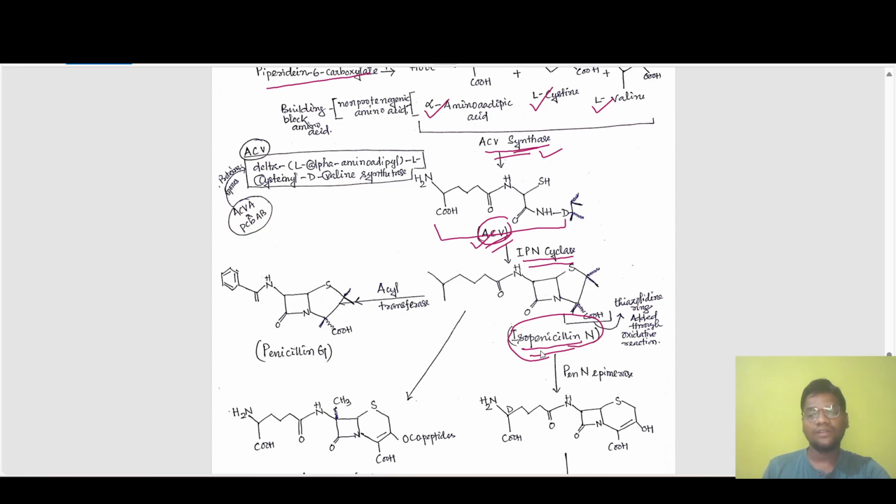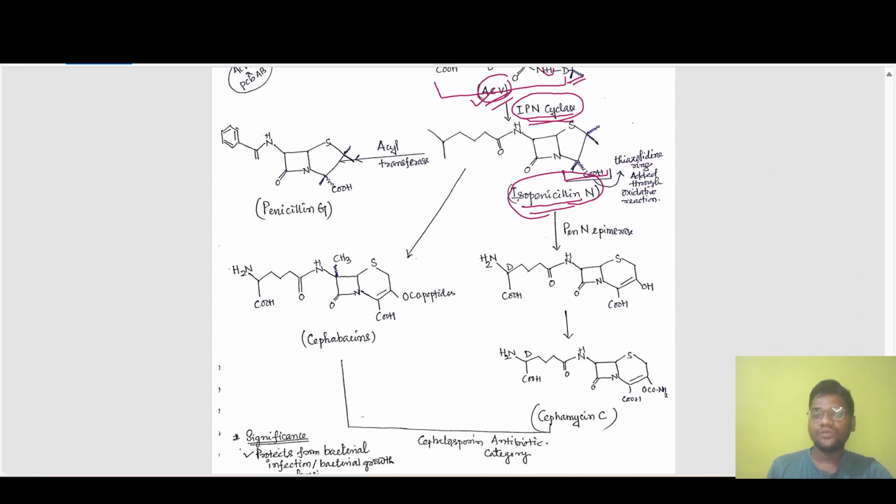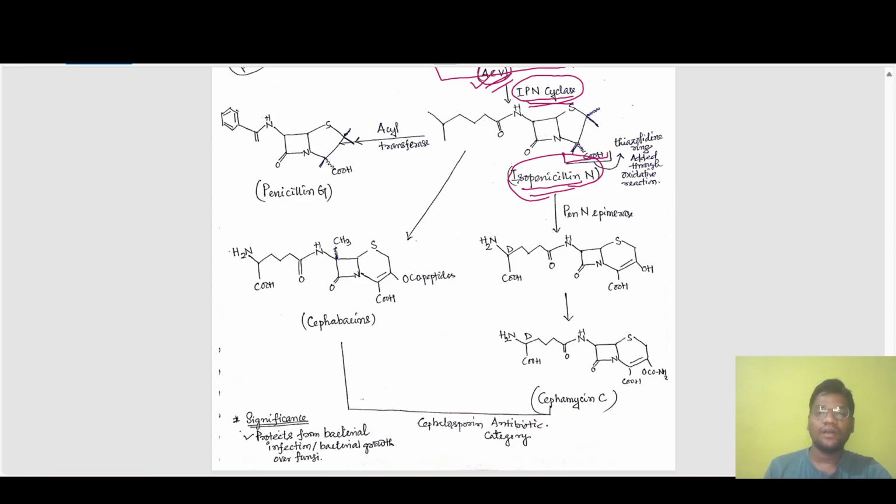Now you can see in the isopenicillin N compound, there is also a ring, the thiazolidine ring. So this IPN cyclase aids in forming this thiazolidine ring by replacing the hydrogen here, you can see, and also this D part here. That is how IPN cyclase adds the sulfur ring to the isopenicillin N, or IPN, compound.